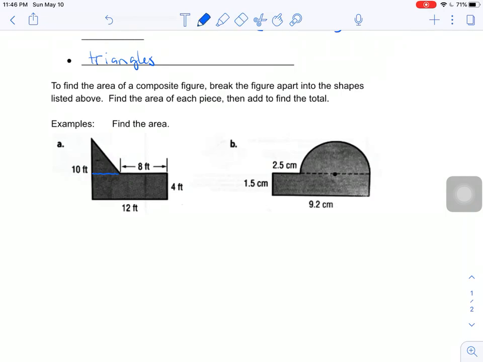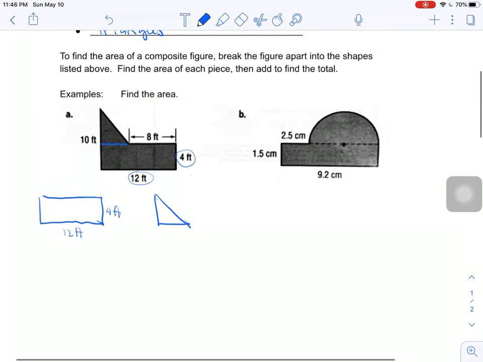So if I split the shapes apart, I need to make sure that I know all of the information to find the area of those shapes. If I look at the rectangle and the triangle separately, for the rectangle, I know the bottom is 12 feet and the side is 4 feet. So I know everything I need to find the area of the rectangle, because the area of the rectangle is just length times width. So I can do 12 times 4, which is 48, and that gives me the area of the rectangle. So I know that piece is 48. We'll deal with units when we're done.